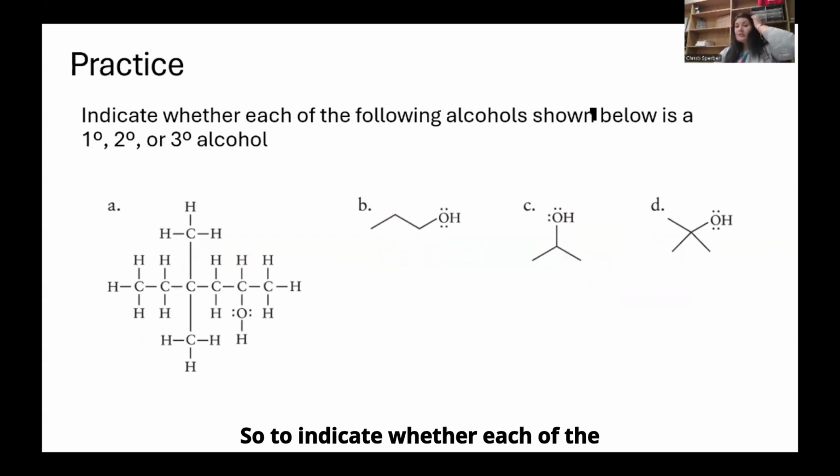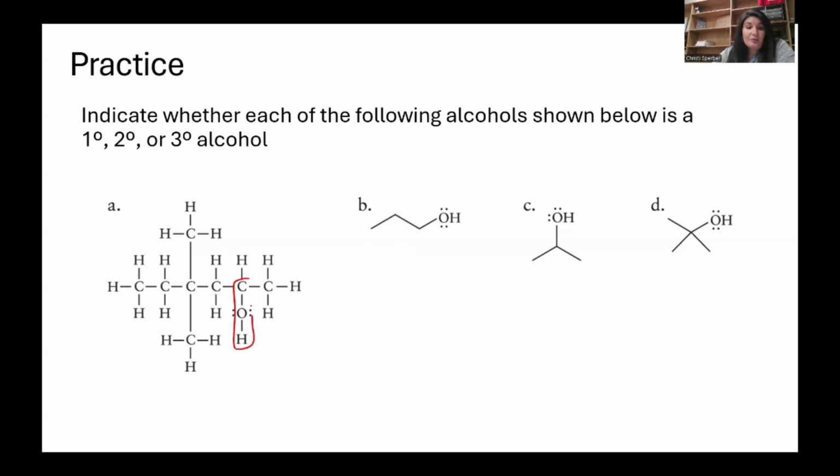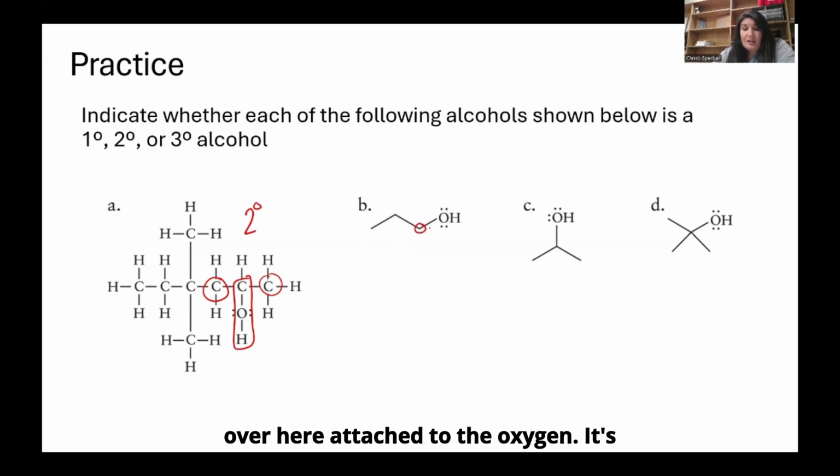To indicate whether each of the following alcohols is primary, secondary, or tertiary, pause the video, and when you're ready, come back. So when we look at this, we look at the carbon attached to the OH group. This carbon attached to the OH group is bonded to two carbons and a hydrogen. So this is secondary. We look at the carbon over here attached to the oxygen. It's bonded to one other carbon. So this is primary.